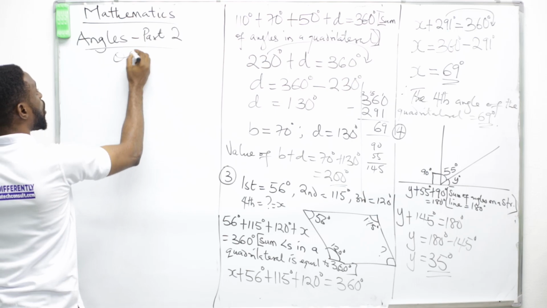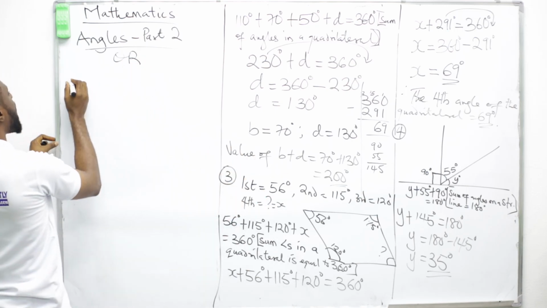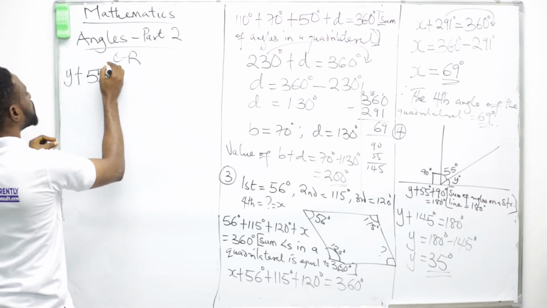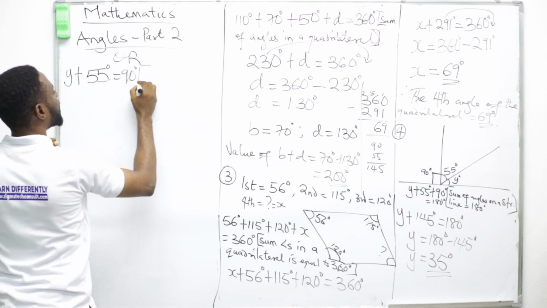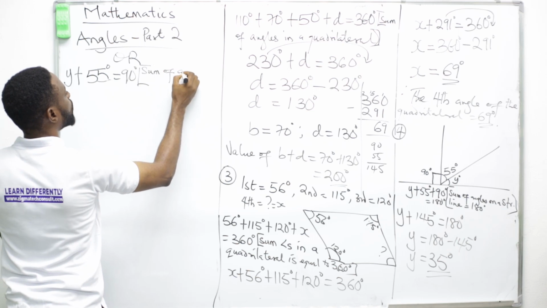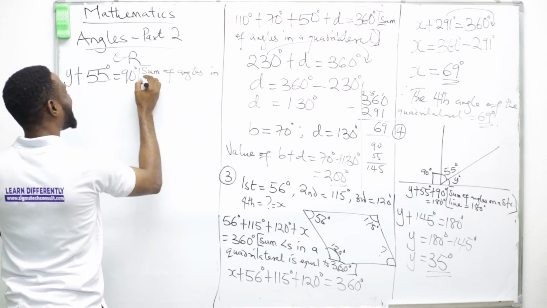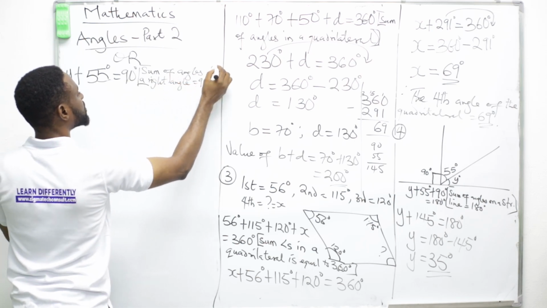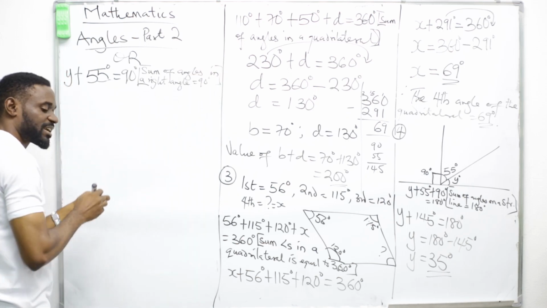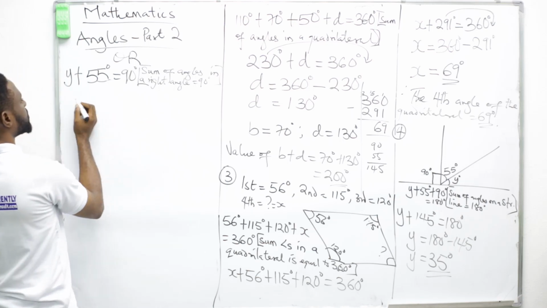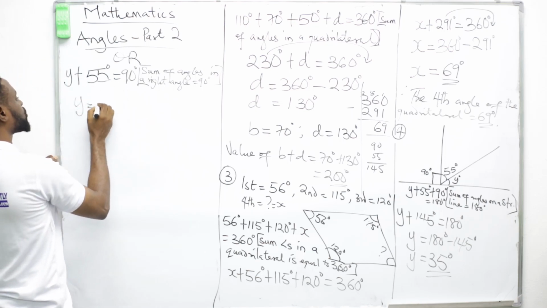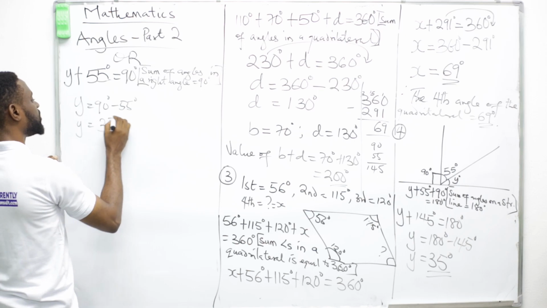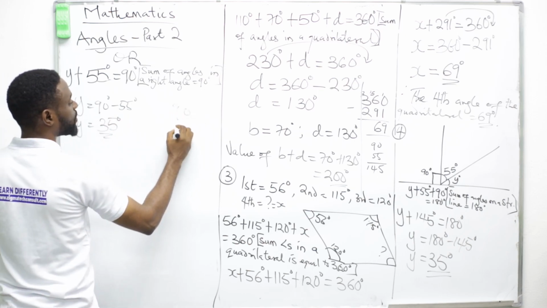So we can say, still on that question four, y plus 55 degrees is equal to 90 degrees. Reason: sum of angles in a right angle is equal to 90 degrees. Do you understand me? So that will mean y is equal to 90 degrees minus 55 degrees. Y will be equal to 35 degrees.